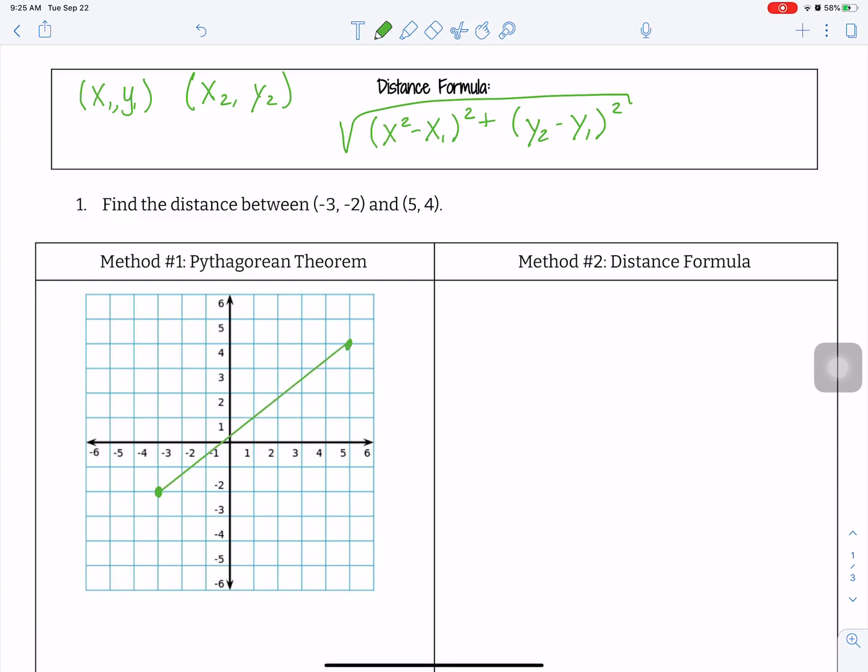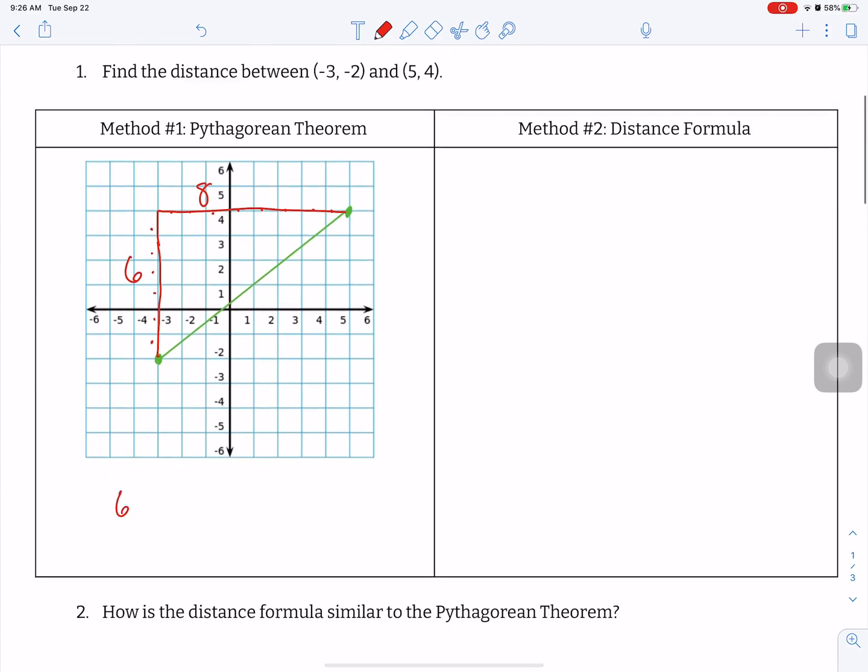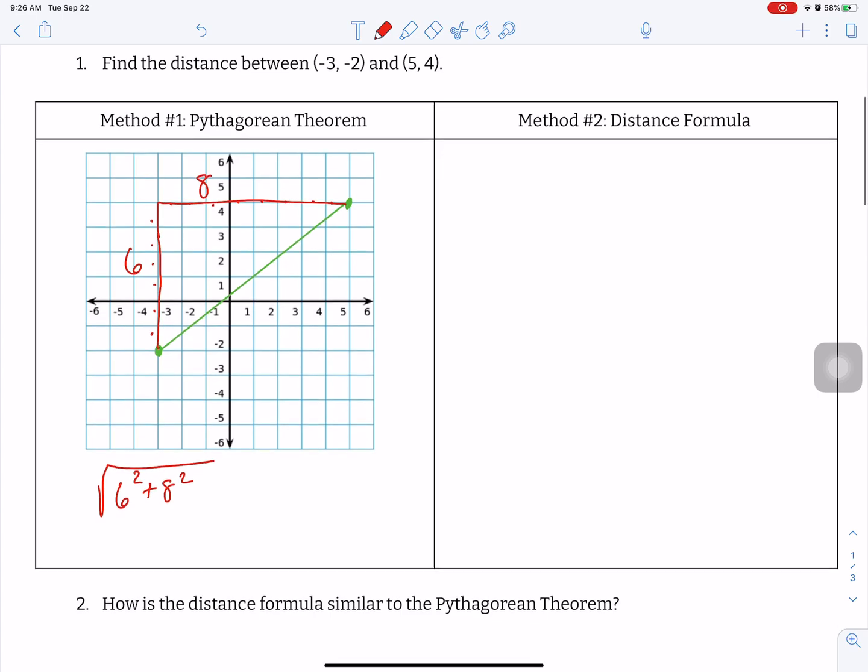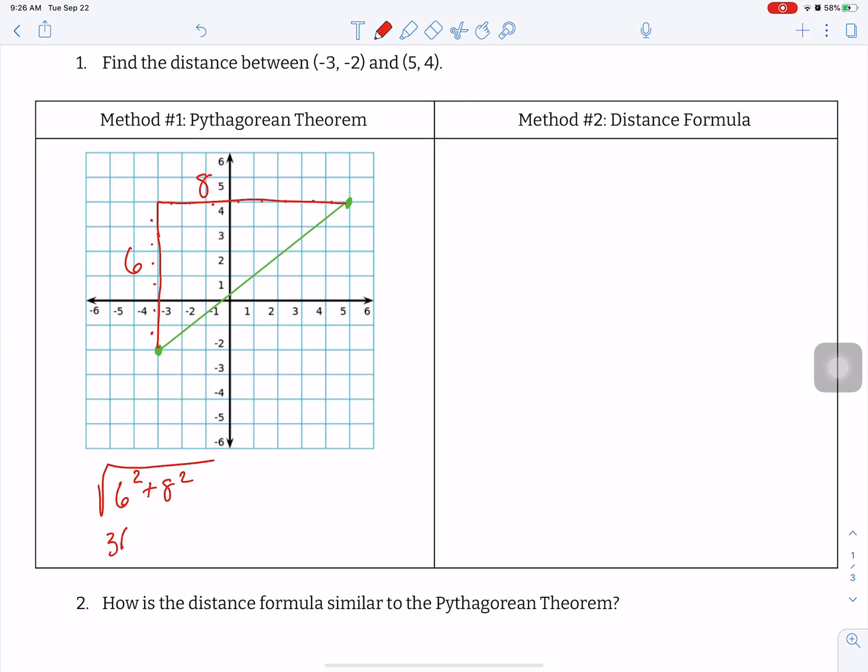And if I did Pythagorean theorem, I'm going to go up and over. So I'm going to look at 1, 2, 3, 4, 5, 6, 7, 8. 1, 2, 3, 4, 5, 6. And so on Pythagorean theorem, I do 6 squared plus 8 squared and take the square root. So 36 plus 64, which is the square root of 100, or 10.